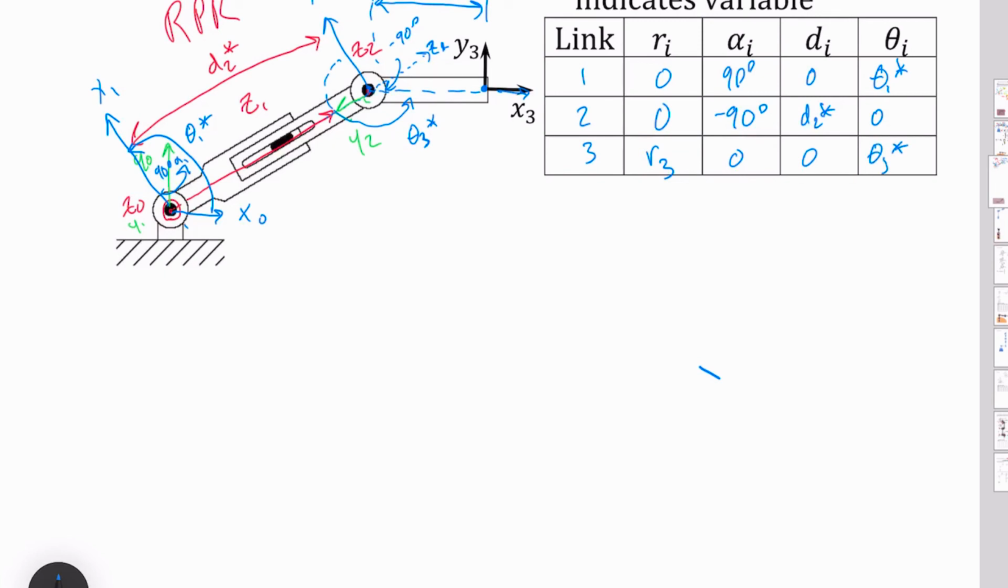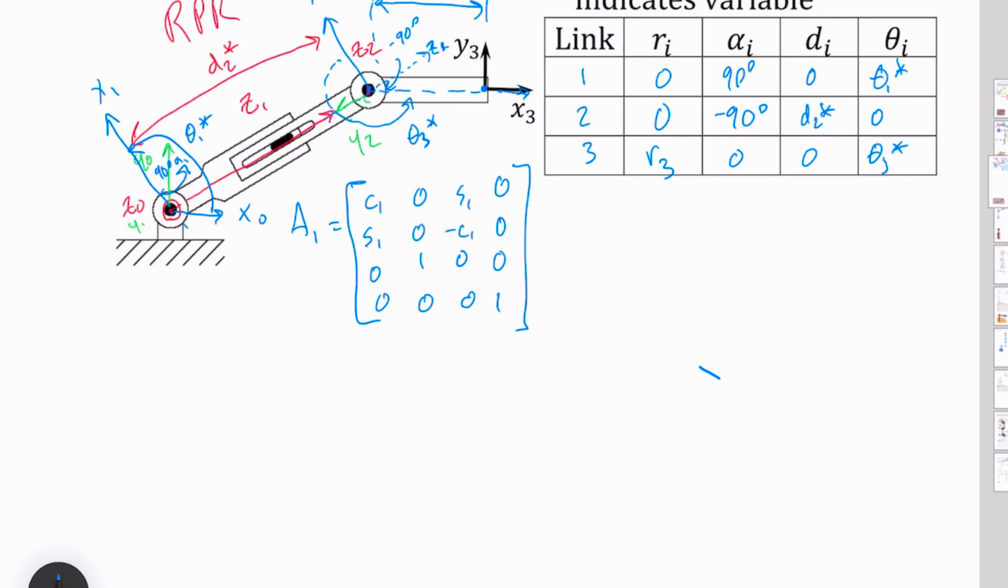And so I can go ahead and write my A values. My A1 matrix, this is what we've seen a couple times already. We've got a cosine of theta 1, sine of theta 1, 0, then a 0, 0, 1, and then a sine of theta 1, negative cosine of theta 1, 0, 0, 0, 0, 1, followed by 0, 0, 0, because I have neither d nor r there.